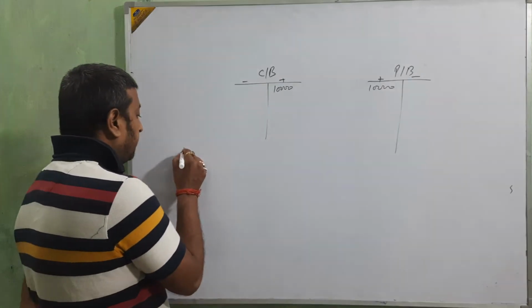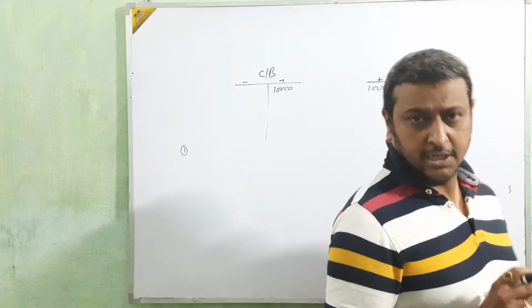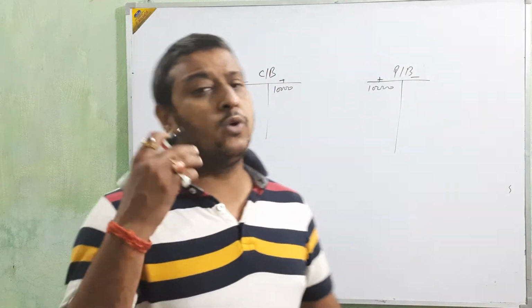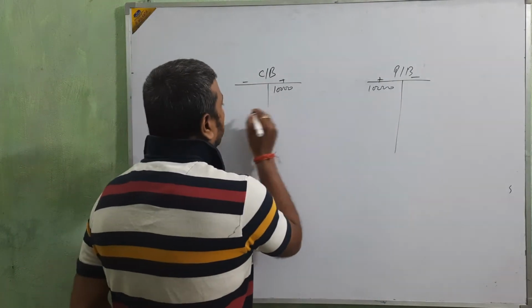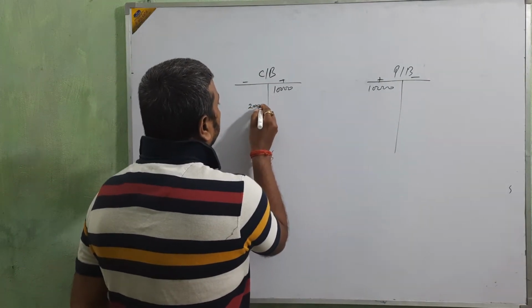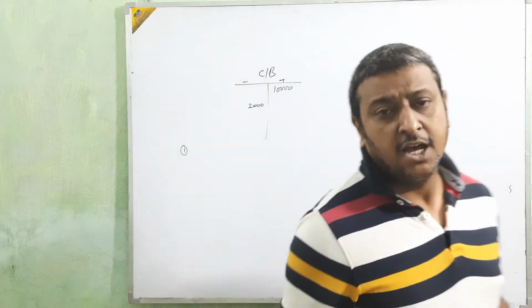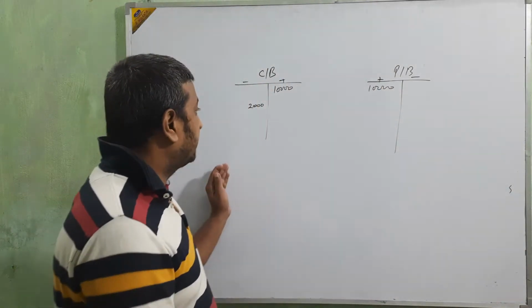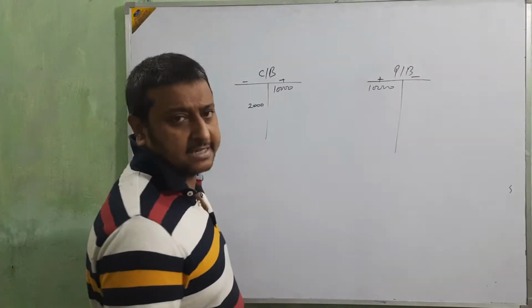Now we are going for the first: any check issued but not presented for payment. You are going to issue a check for 2,000. Write it here only, because when you issue the check, you are going to pay the amount, so you reduce it, beta. But that check is not presented in the bank.